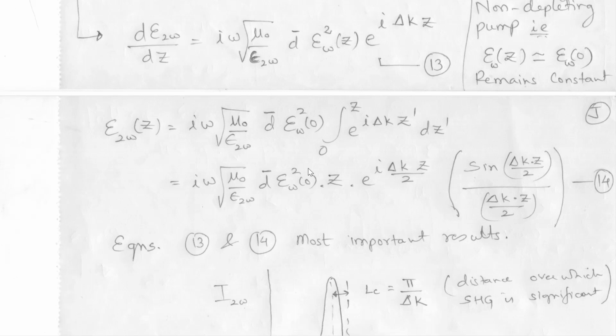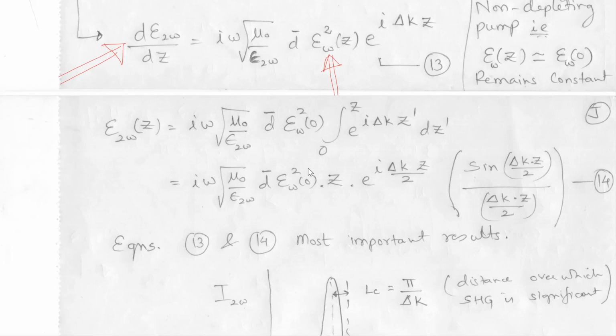So in the previous lecture, we obtained the equation for the field at 2 omega, the spatial dependence. So you have this first order derivative in z, which is related to, so this is the amplitude of the field at 2 omega, which is related to the square of the original field at omega, right? So if you quickly recall, we got this equation by undertaking something called the slowly varying envelope approximation.